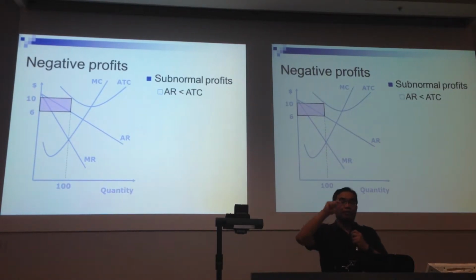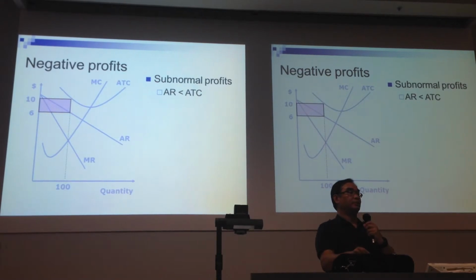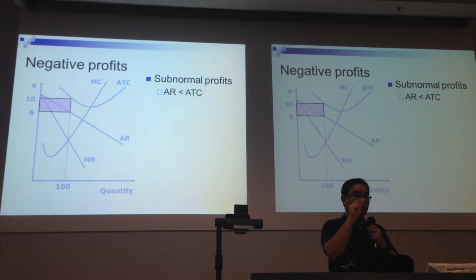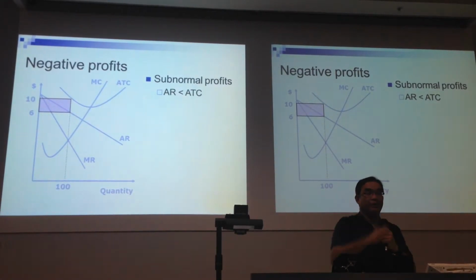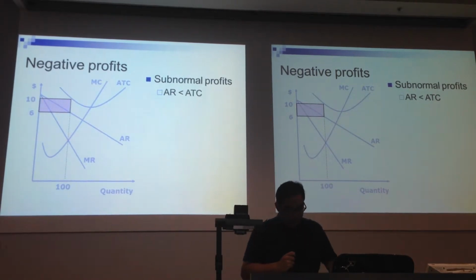Okay. My suggestion is practice drawing the diagram. When you study, don't just look at the diagram, but practice drawing. Then you will remember how to draw it, remember the AR and MR, and the supernormal profit is between AR and ATC.